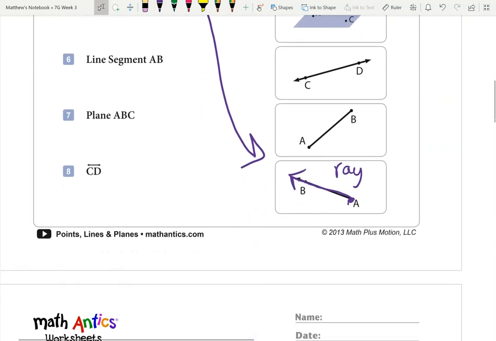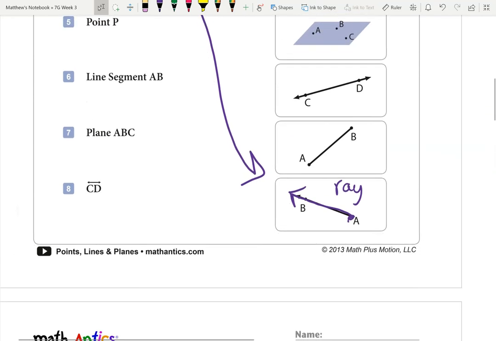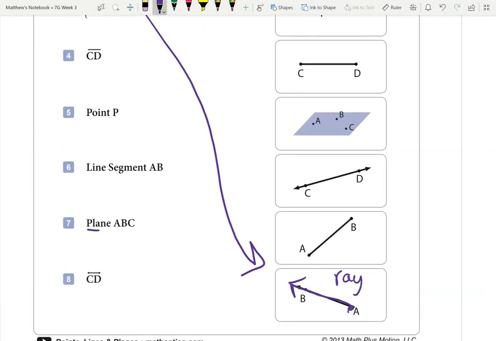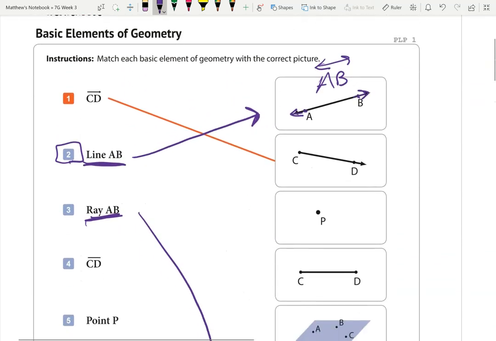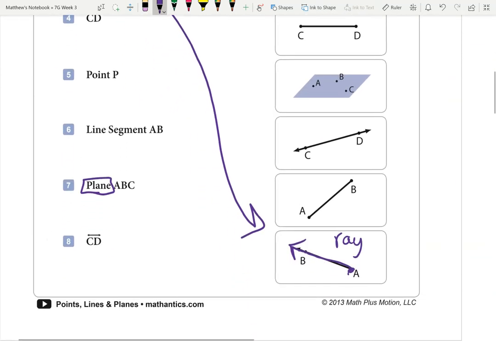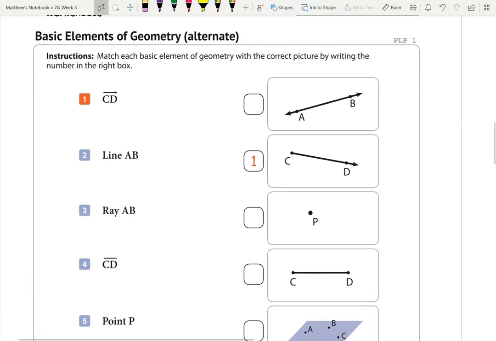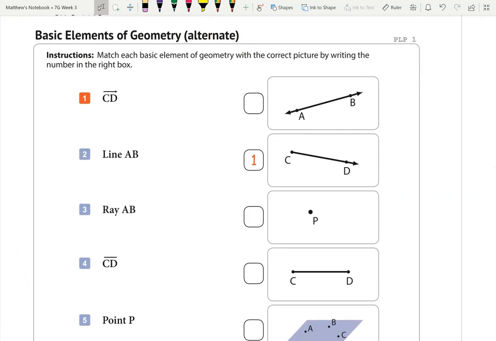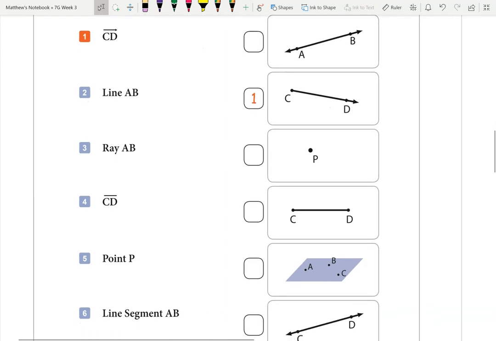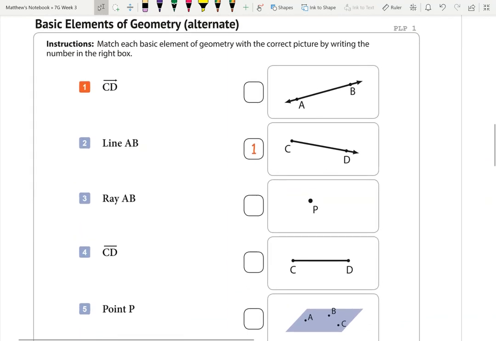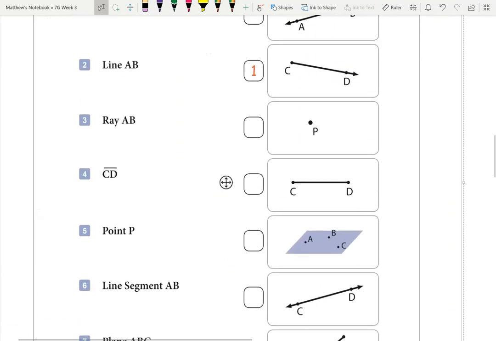And you're going to keep going for this sheet here. And then remember a plane, that's going to be what all of the points sit on. So which of these pictures to the right would show a plane that all of these points would sit on? And then we have the basic elements of geometry second page, all right? And notice this is the same as the first.